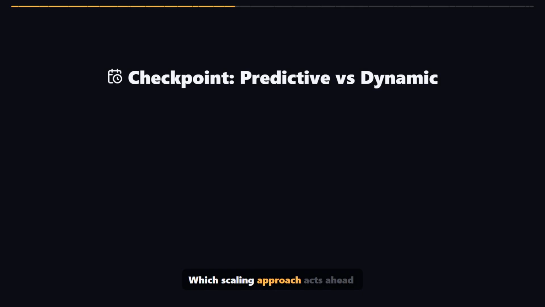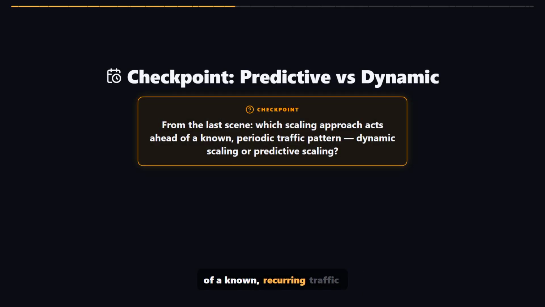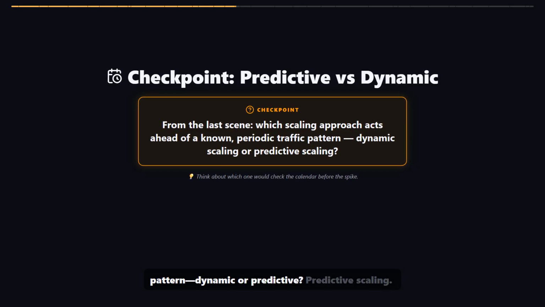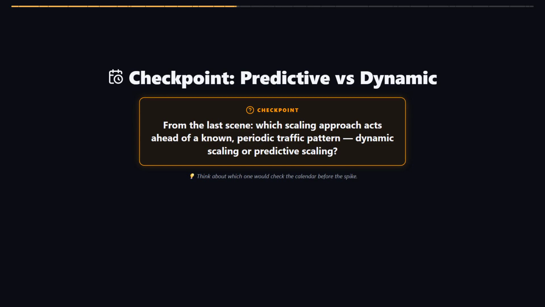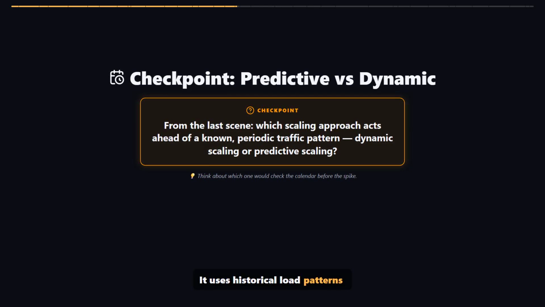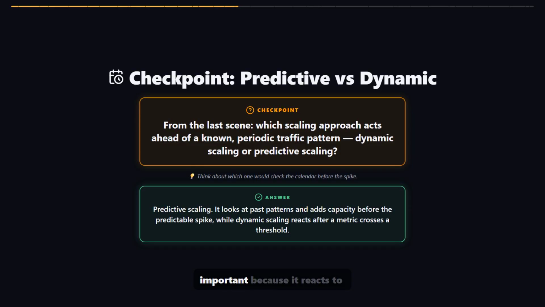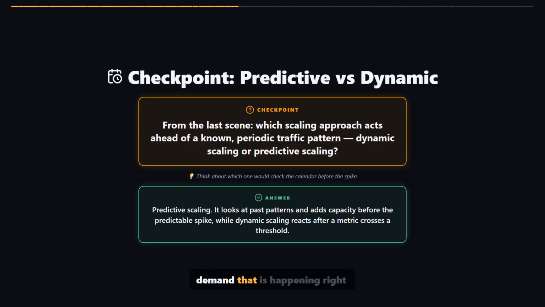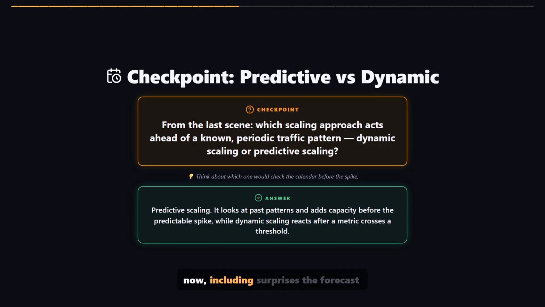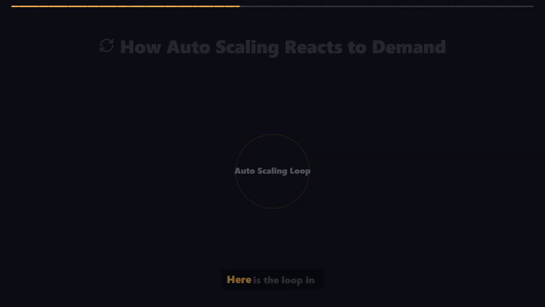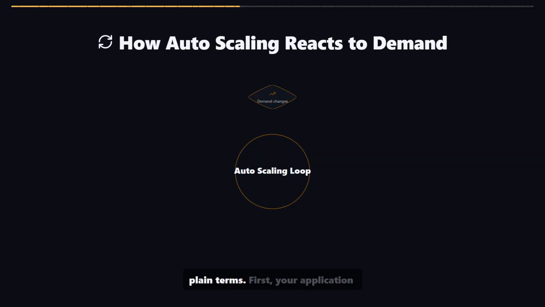Which scaling approach acts ahead of a known, recurring traffic pattern, dynamic or predictive? Predictive scaling. It uses historical load patterns to forecast when capacity may be needed. Dynamic scaling remains important because it reacts to demand that is happening right now, including surprises the forecast did not anticipate. Here is the loop in plain terms.